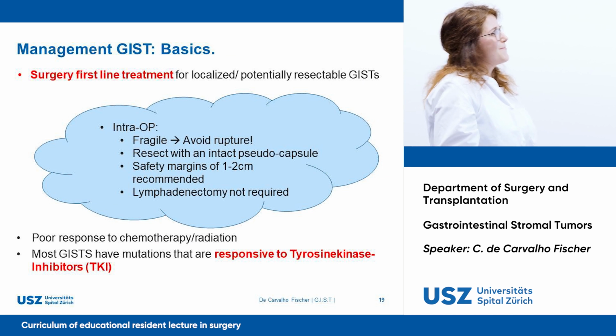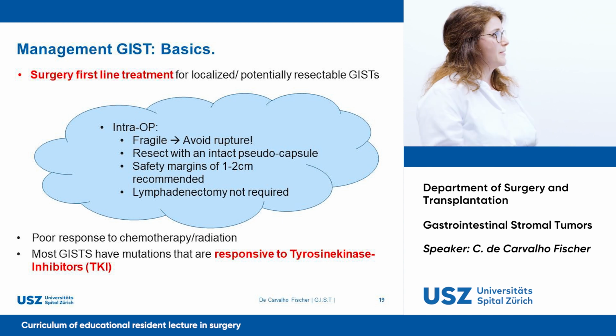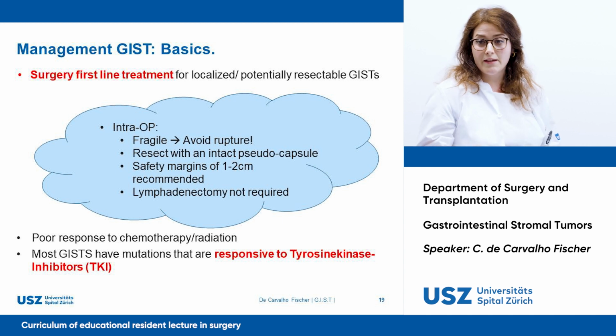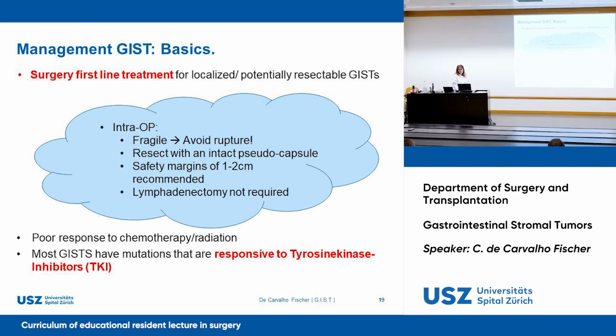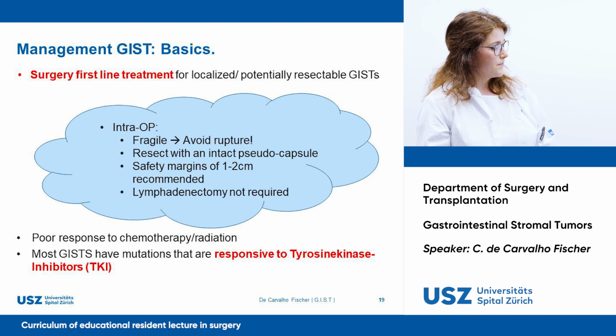So let's talk about the basics of managing GISTs. Surgery is our first-line treatment for those GISTs that are localized or potentially resectable. Intraoperatively, there are a couple of elements that we need to remember. These GISTs are often fragile. We have to avoid rupture intraoperatively. We should try and resect GISTs with an intact pseudocapsule, and if possible, a safety margin of 1 to 2 centimeters is recommended. A lymphadenectomy is not required as a standard because GISTs tend not to metastasize into the lymph nodes.